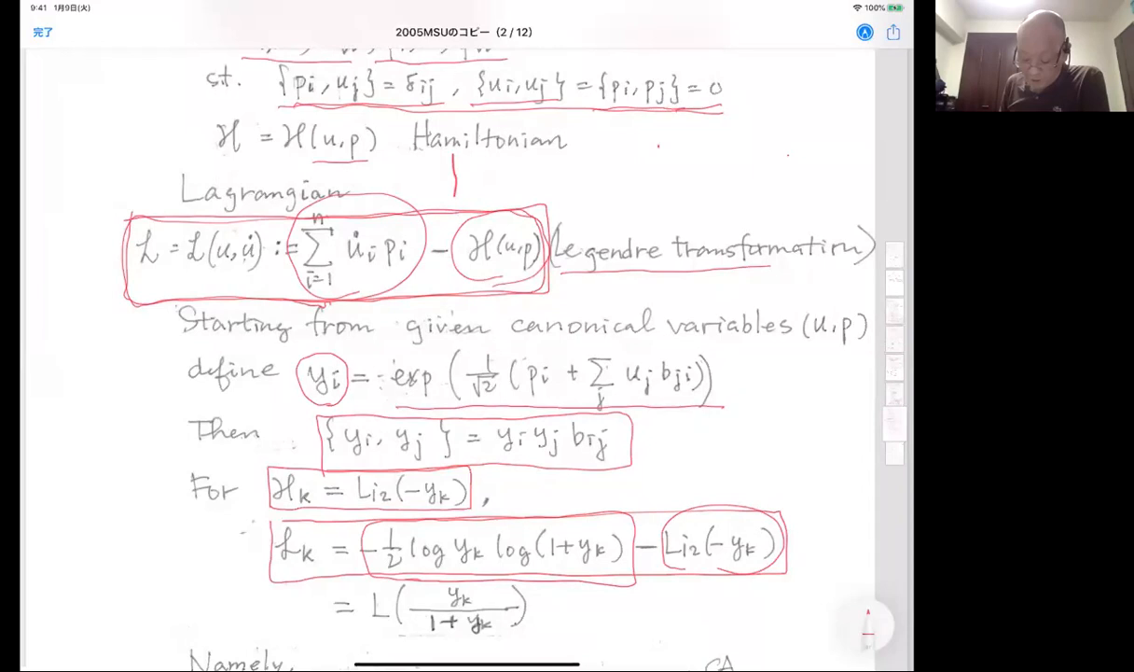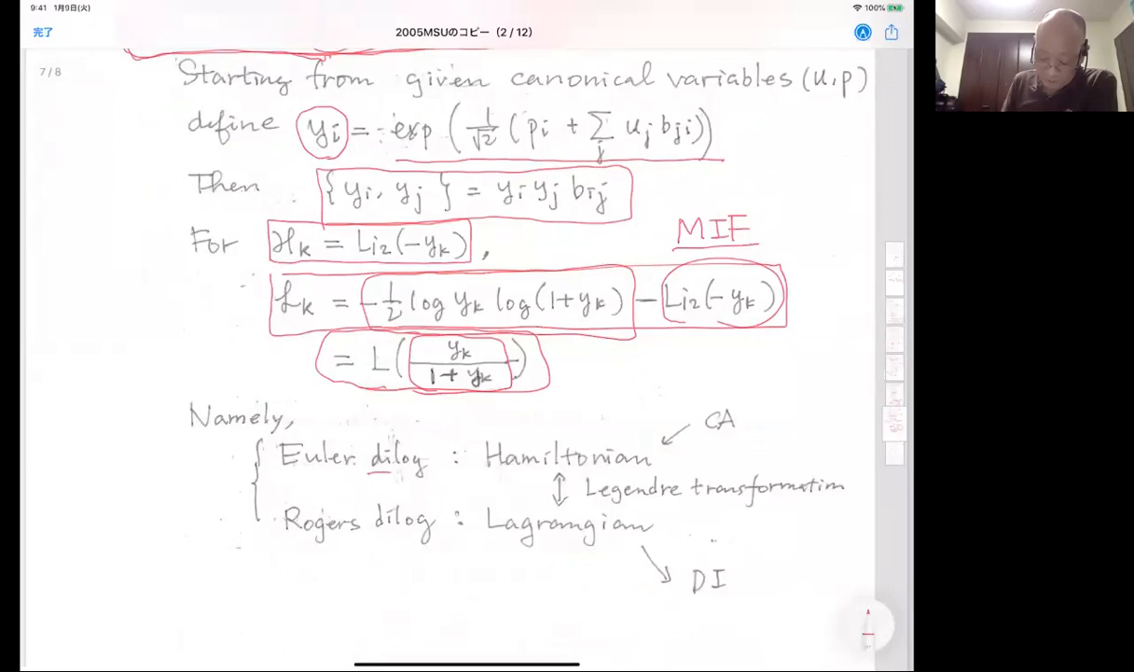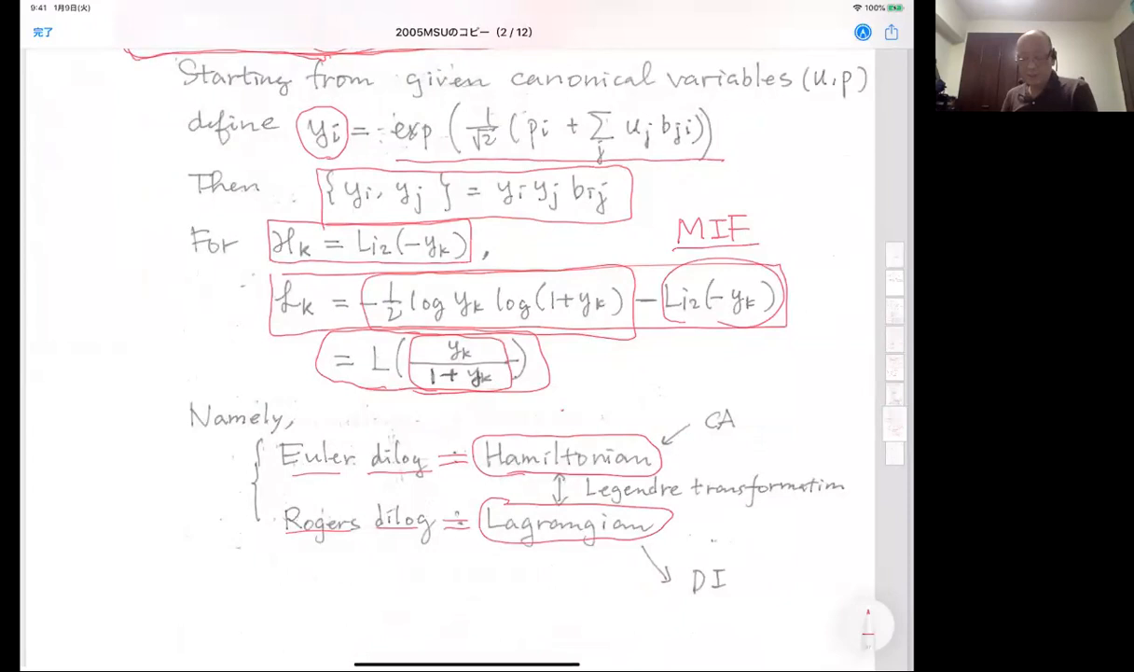Now we recognize that this is what I call the most important formula in my talk, yeah, MIF. So this is exactly Roger's dilogarithm function, especially with these terms which are necessary for our dilogarithm identity. So I can summarize. We have two dilogarithms, Euler and Roger's, and in a cluster algebra, the Euler dilogarithm is built in as the Hamiltonian. But you can make a Legendre transformation, and what you obtain is a Lagrangian, which is exactly Roger's dilogarithm. And from this Lagrangian, you can obtain a dilogarithm identity, which I will do in the last second.